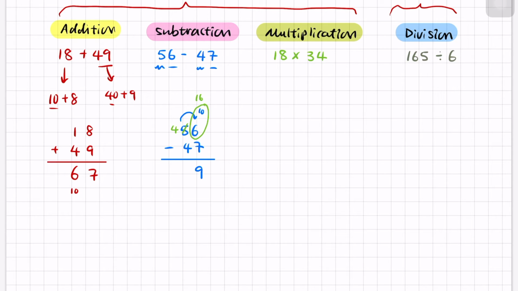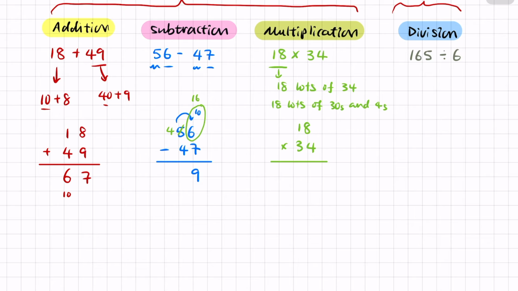This is slightly different. Again, we set out our calculation like this, making sure ones line up, tens line up. Look at the calculation. What is 18 lots of 34? That's 18 lots of 30s and 4s. So when using the column method, we first need to multiply 4 by 18. That is trying to work out 18 lots of 4s. 4 times 8 is 32, carry 30. 4 times 10 is 40, that is 70 in total.